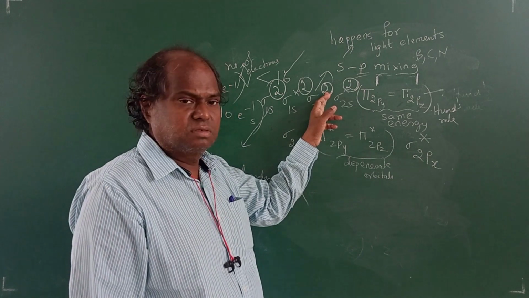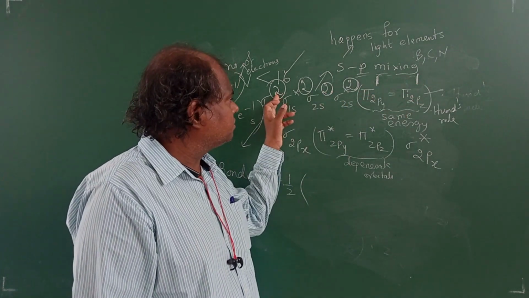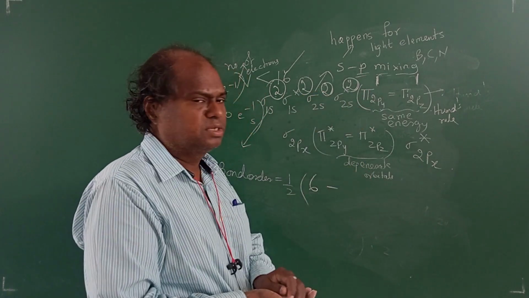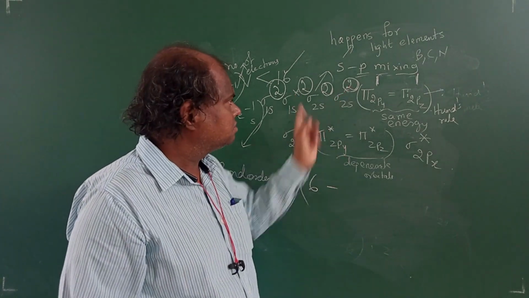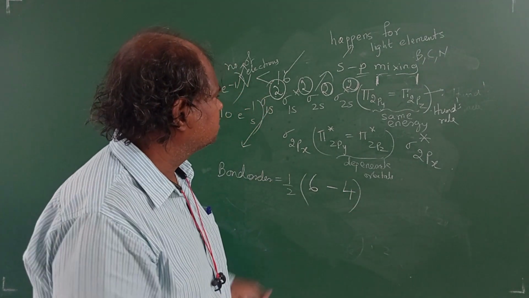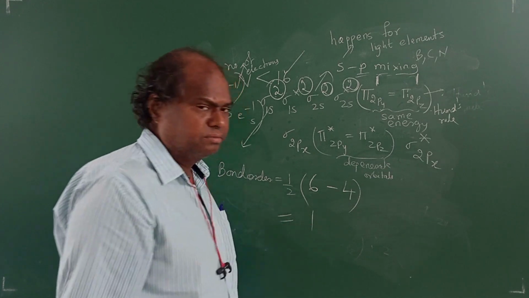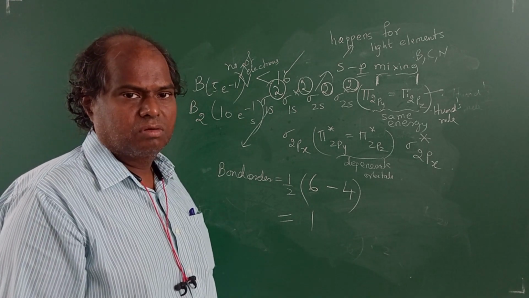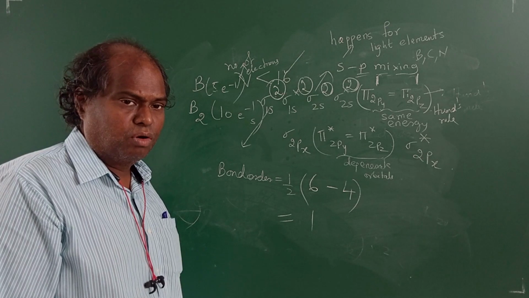2 plus 2, 4. 5, 6. Let me repeat. 2 plus 2, 4. 5, 6 are there. 6 minus anti-bonding, can you see? Here and here. Clear? 4. So, I'm getting it. So, what will be the bond order? 1. Very easy. So, I hope you are getting this. Bond order 1.